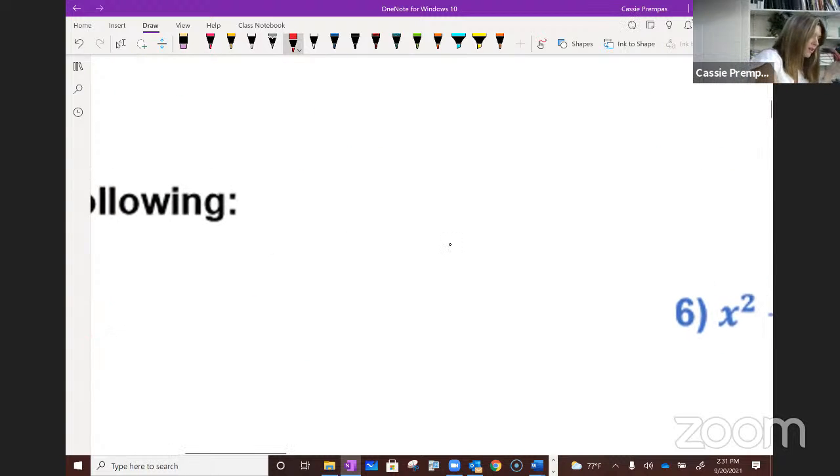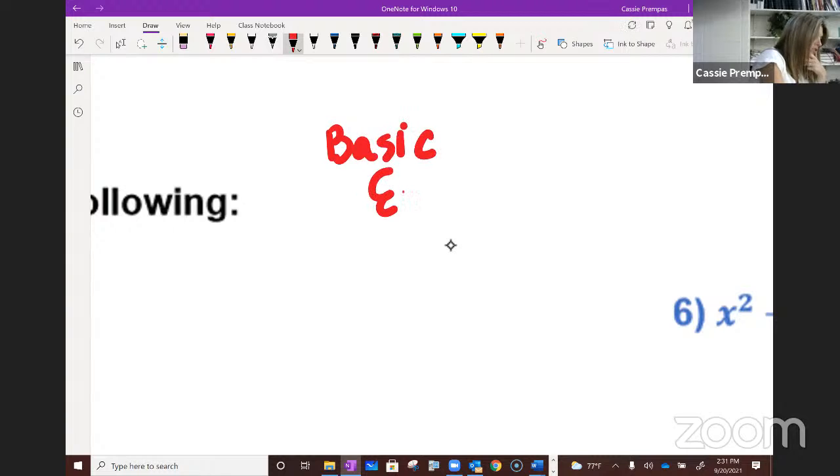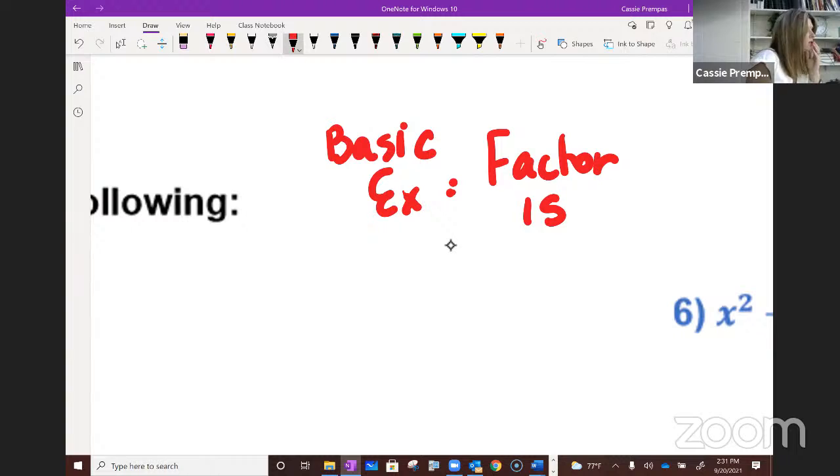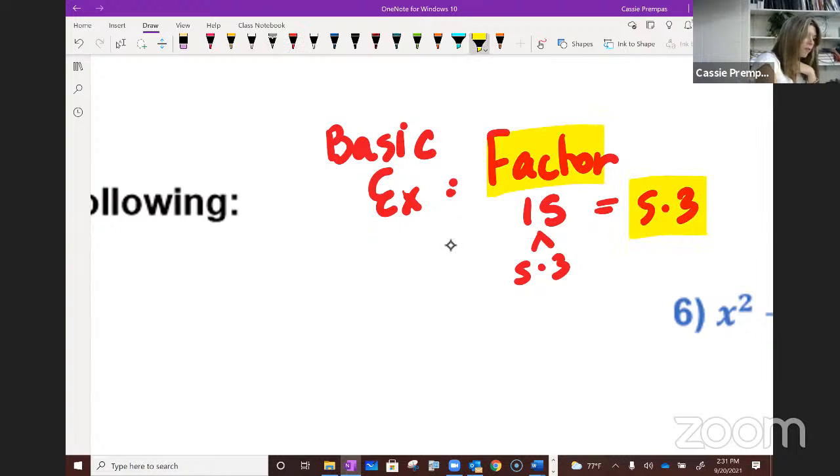Let's go back to a basic example just so we make sure we know what factoring means. If I ask you to factor the number 15, you had to do this with the radicals. What did you factor 15 down into? 5 times 3, right? So 15 would factor into 5 times 3. Notice factor just means unmultiply. Bring it back to where it came from.